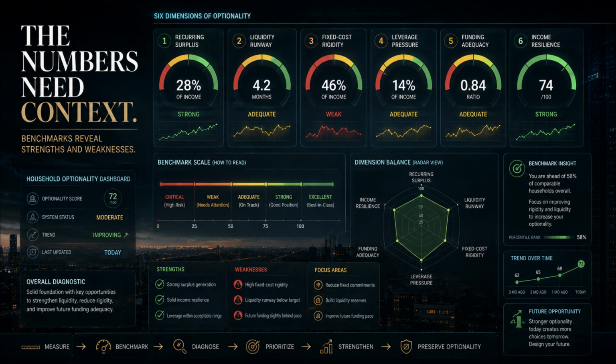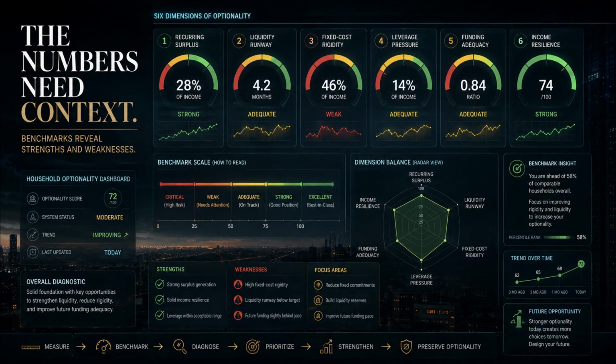For fixed cost rigidity, lower is better. For leverage pressure, we could have a ratio below 5%, which is excellent, 5 to 10, strong, 10 to 15, adequate, 15 to 25, weak, and above 25% critical. Again, in this case, lower is better.